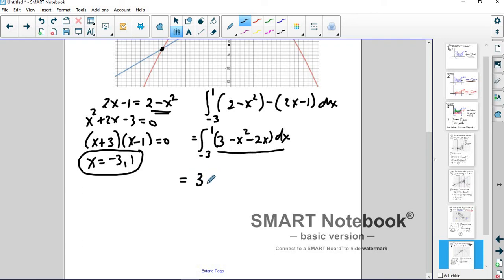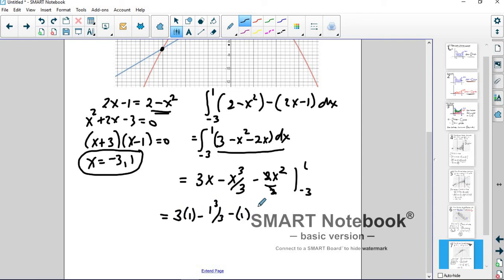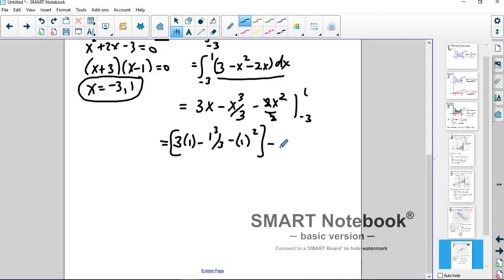And once again, everything else now is just old stuff. 3x minus x cubed over 3 minus 2x squared over 2. The 2's divide away. Evaluated from -3 to 1. And once again, I assume you can handle this part. Make sure that you group this. Here's the first part minus the second part: 3 times -3 minus (-3) cubed over 3 minus (-3) squared. Make sure you use parentheses properly.